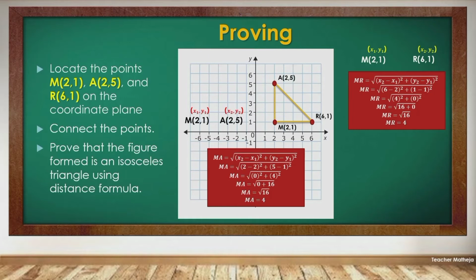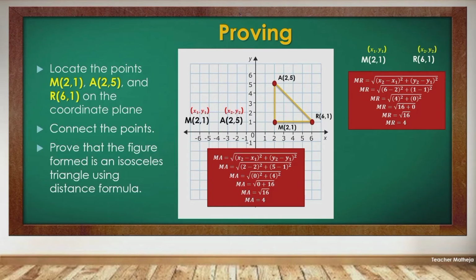For segment MR, we have x sub 2 is 6, x sub 1 is 2, so 6 minus 2 is 4. Then y sub 2 is 1 minus y sub 1 is 1 as well, so 1 minus 1 is 0. Then 4 squared is equal to 16, 0 squared is 0, so 16 plus 0 is 16. So we have the square root of 16, and MR is equal to 4.